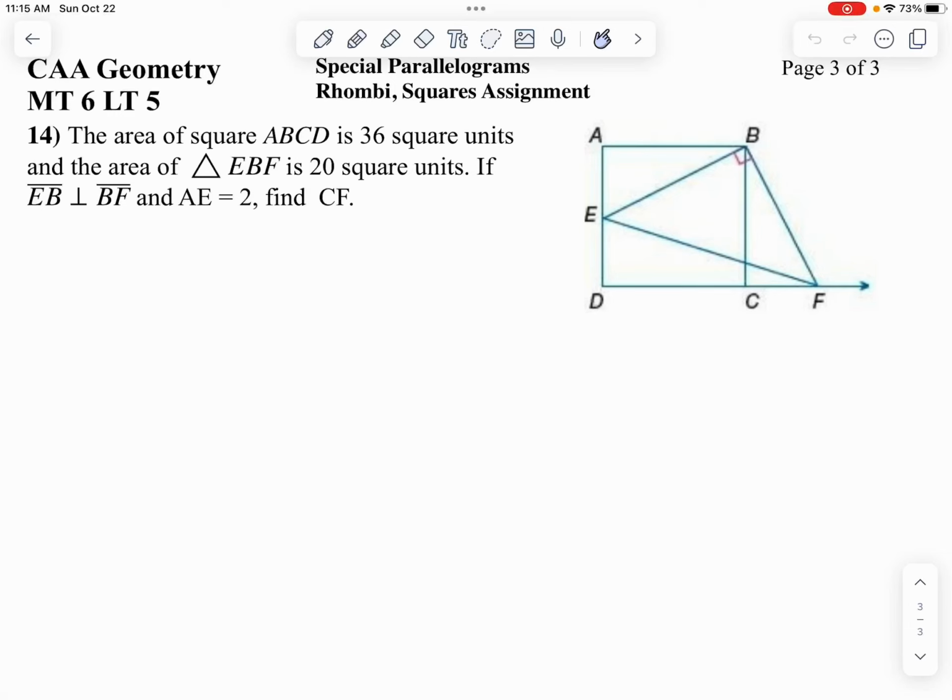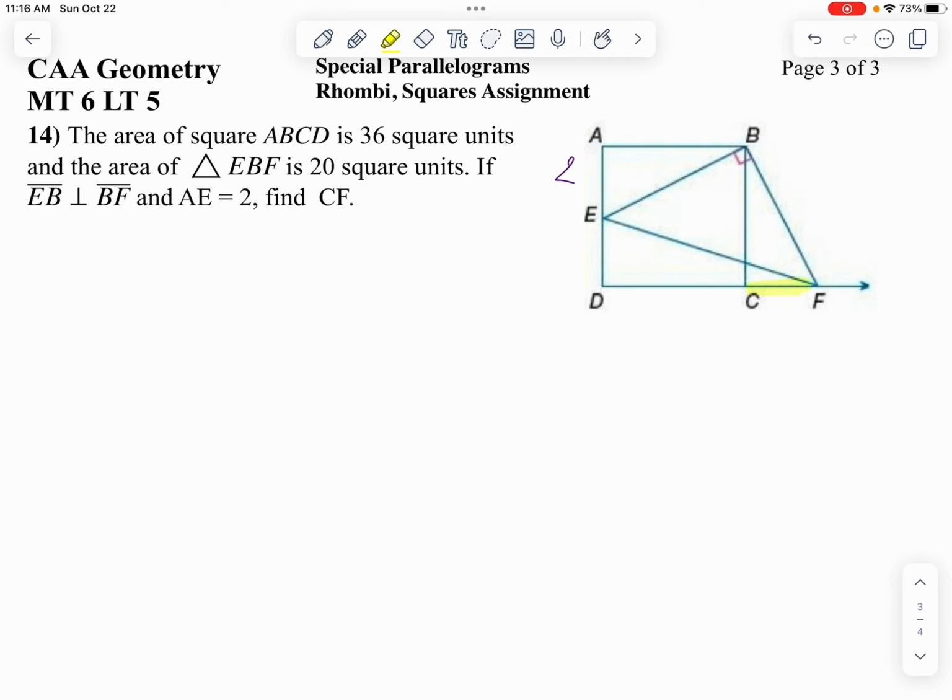On question 14, we have this problem that seems, at first glance, like it's pretty impossible. The area of the square is 36. They tell us the area of the triangle is 20. They tell us EB is perpendicular to BF. Okay, that's marked in. And we have AE equals 2. And what I want to do is find this length of C to F.